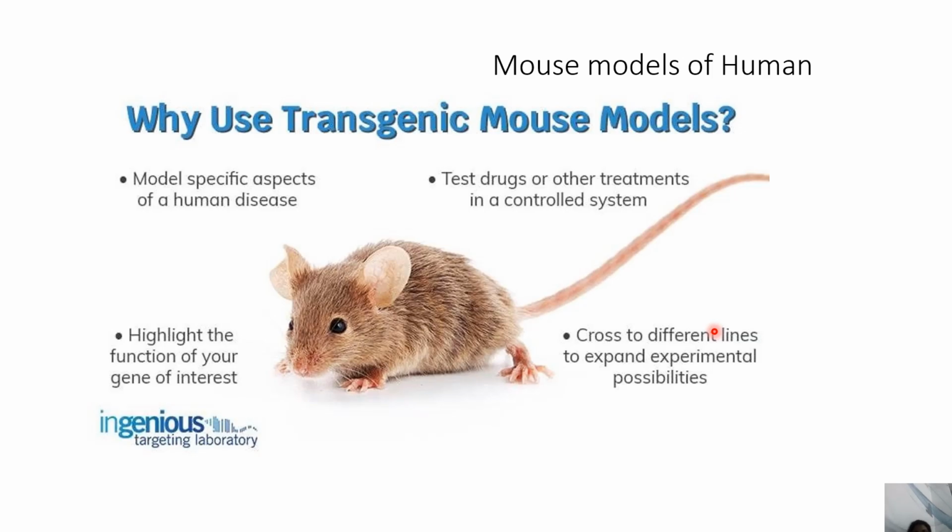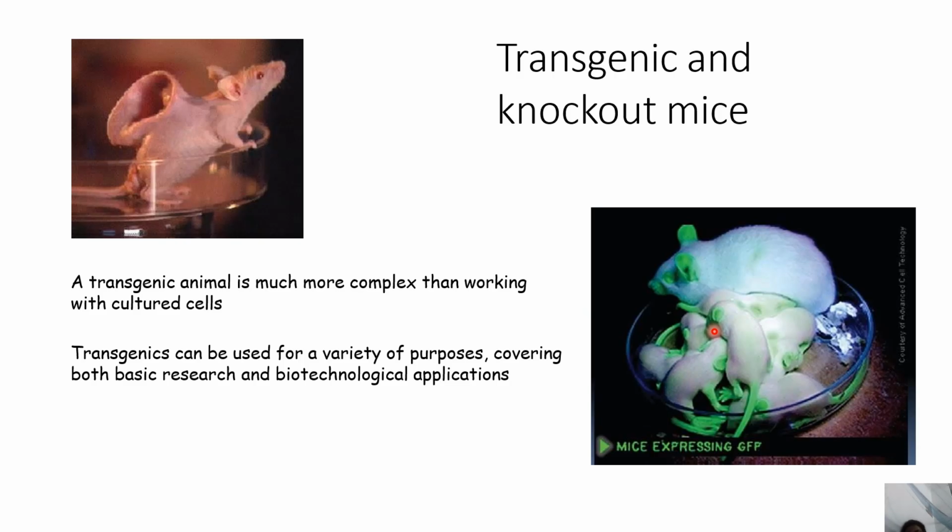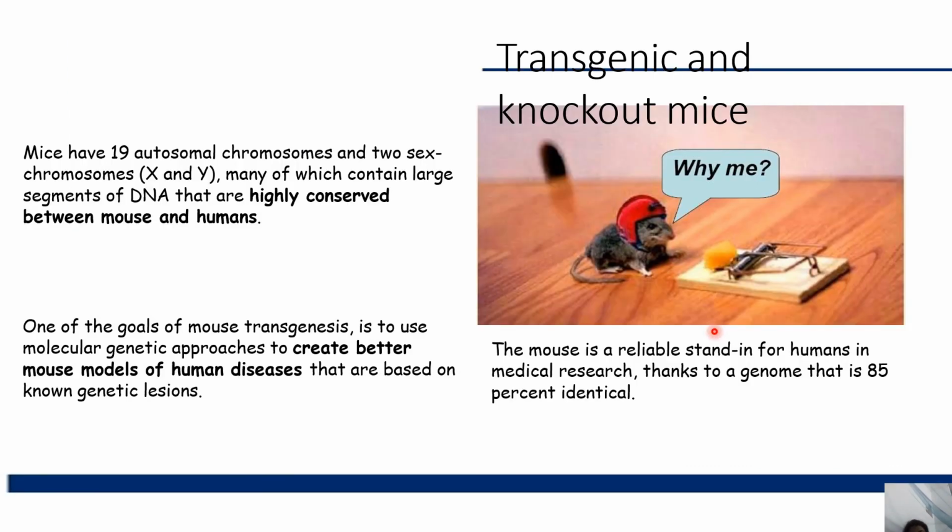So why use transgenic mouse models? They model specific effects of human disease. They can test drugs or other treatments in a controlled system. They highlight the function of a gene of interest. They can be crossed to different lines to expand experimental possibilities. If we talk about transgenic and knockout mice, working with a transgenic animal is much more complex than working with cultured cells. Transgenics can be used for a variety of purposes, covering both basic research and biotechnological applications.